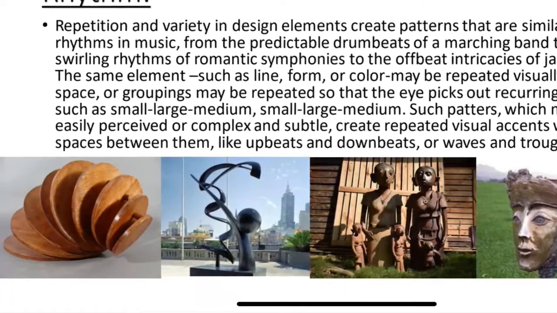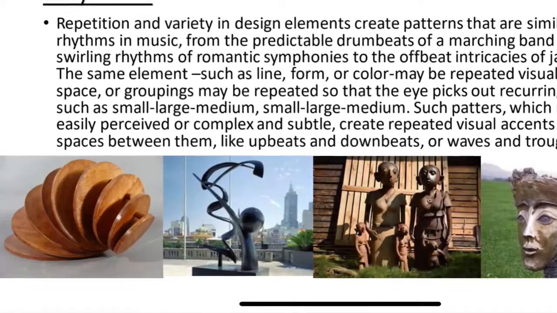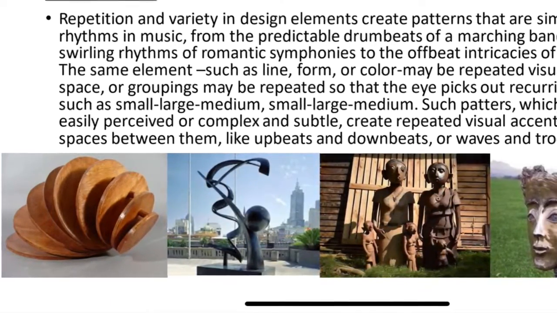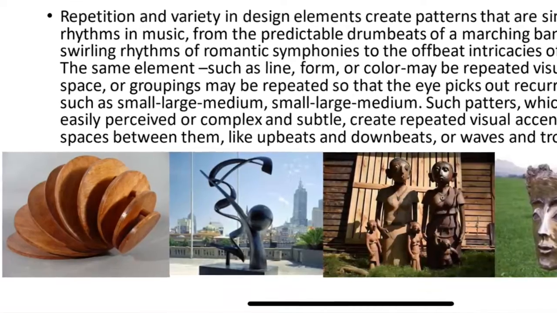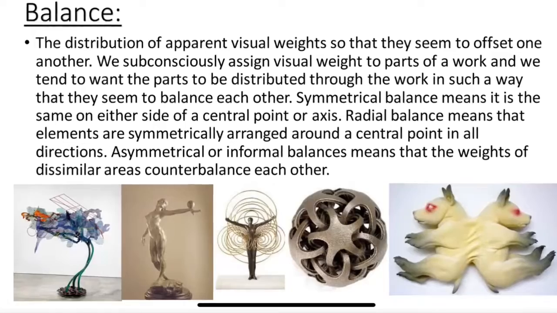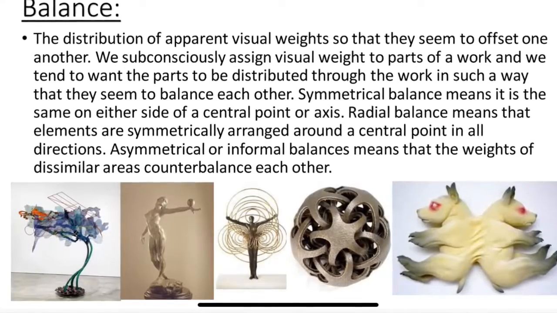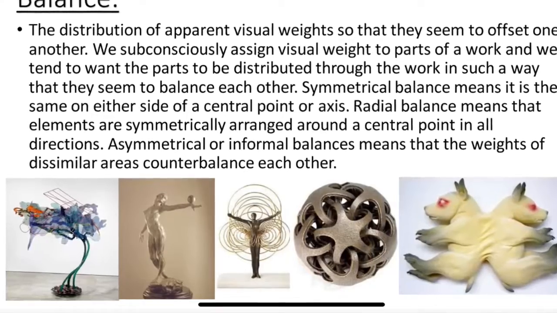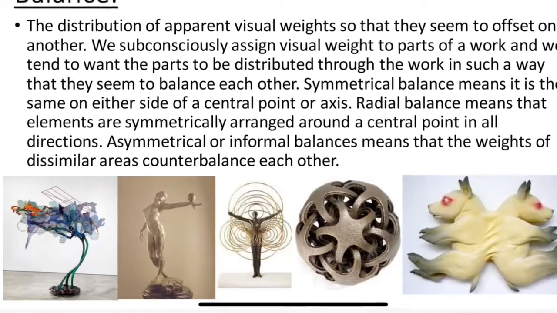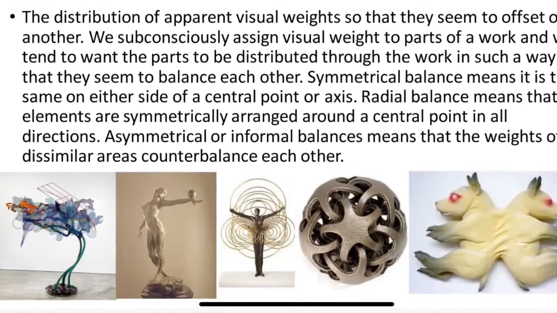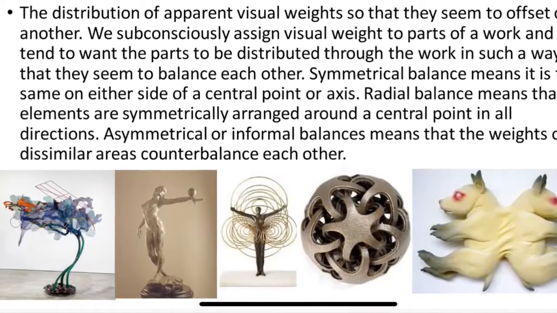Such patterns, which may be easily perceived or complex and subtle, create repeated visual accents with space between them, like upbeats and downbeats or waves and troughs. The fifth principle is balance, which refers to the distribution of apparent visual weights so that they seem to offset one another. We subconsciously assign visual weight to a work, and we tend to want the parts to be distributed through the work in such a way that they seem to balance each other.